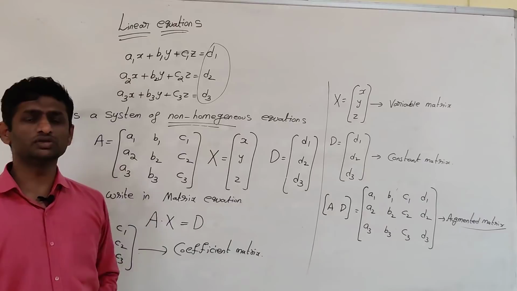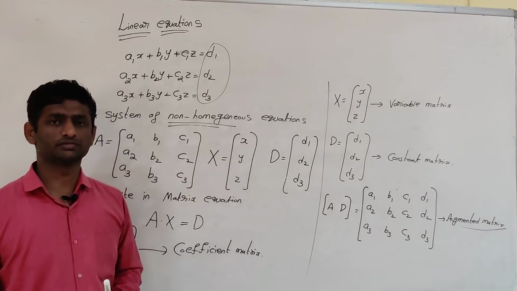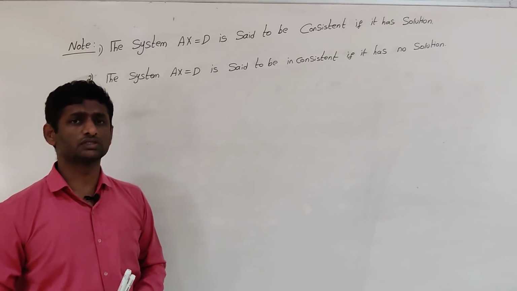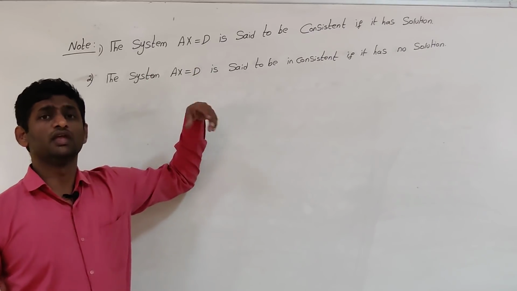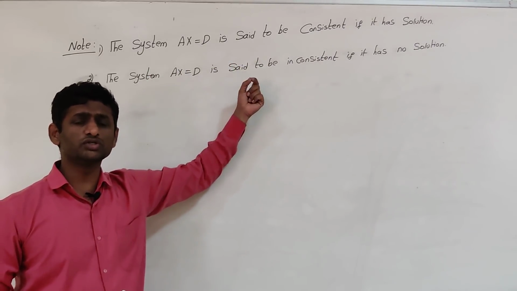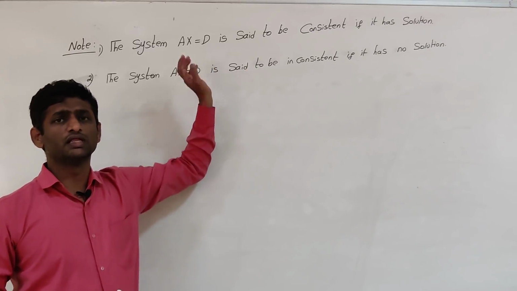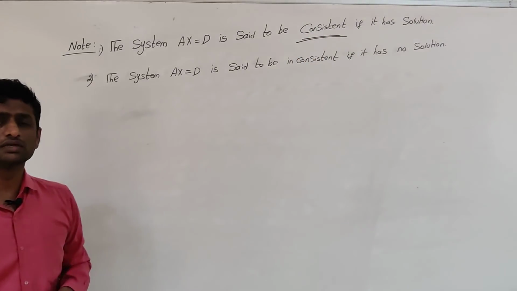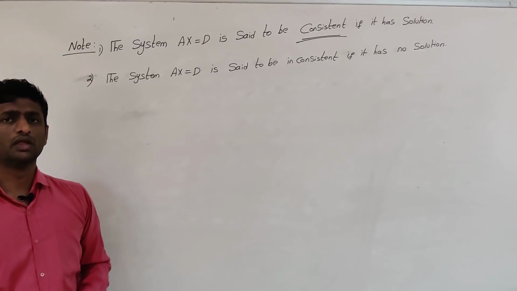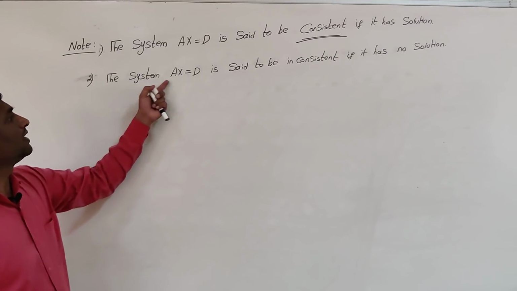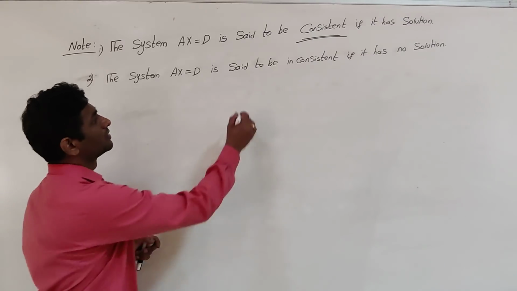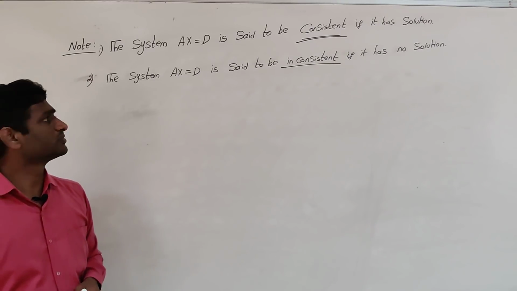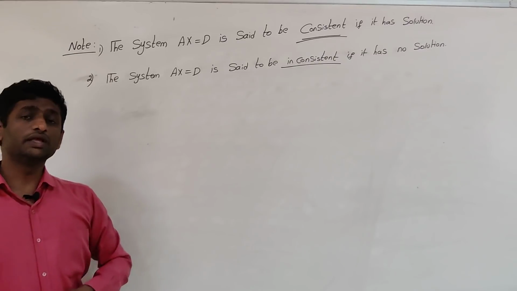Now for this system of non-homogeneous equations, how do we find out whether it has a solution or no solution? The given system of equations can be represented as AX = D. If it has a solution, meaning a unique solution or infinitely many solutions, then the system is said to be consistent. Consistent means it has a solution. The system AX = D is said to be inconsistent if it has no solution. So that is about consistent and inconsistent.